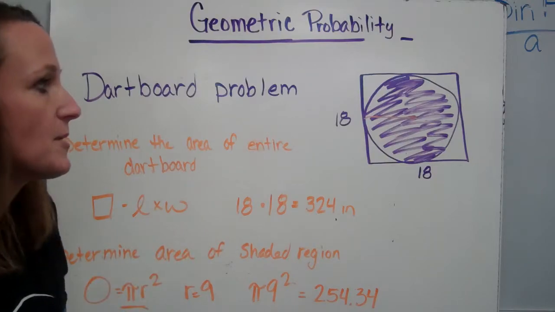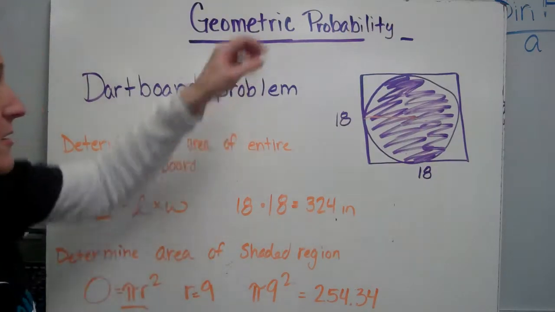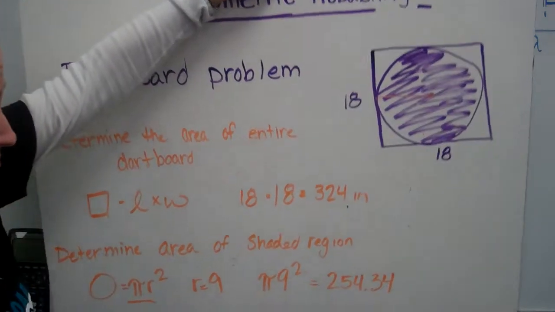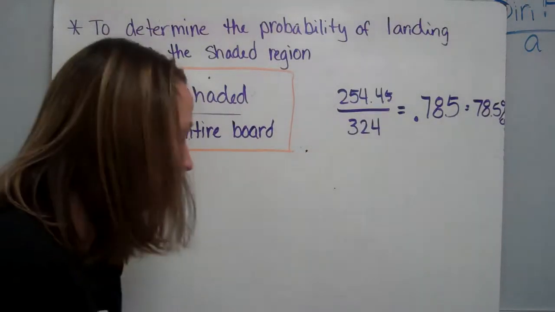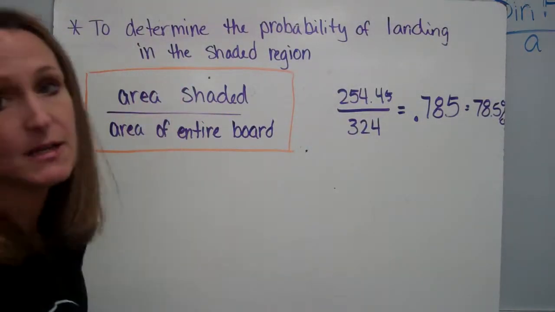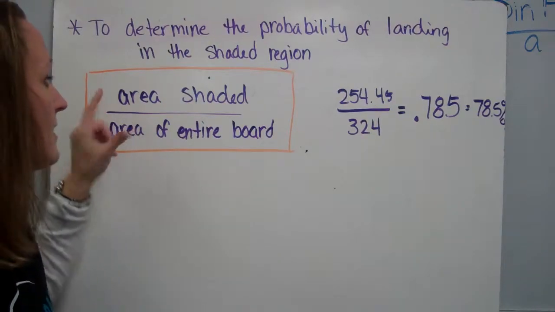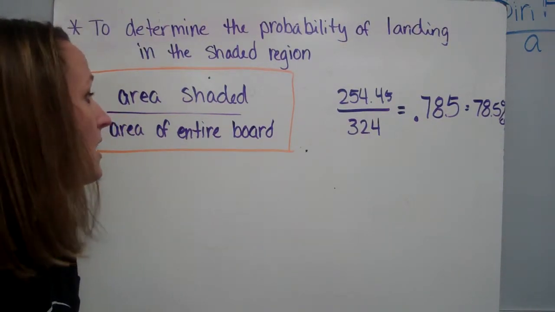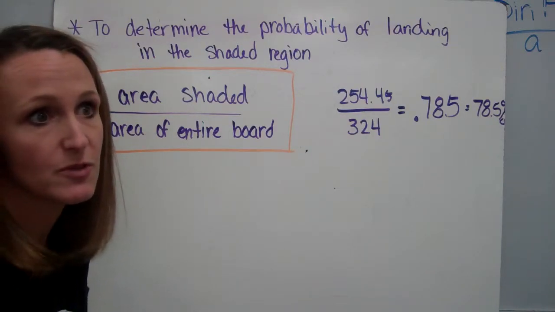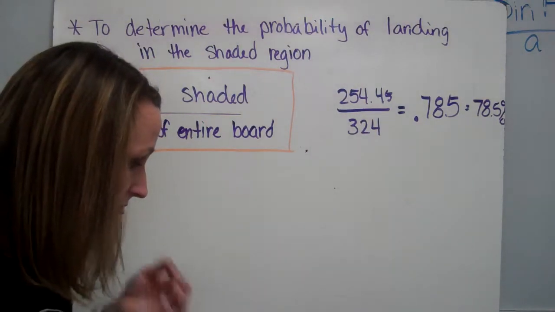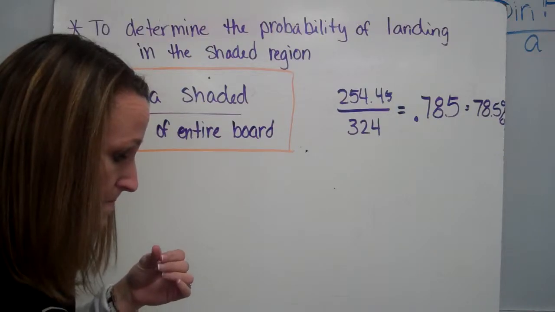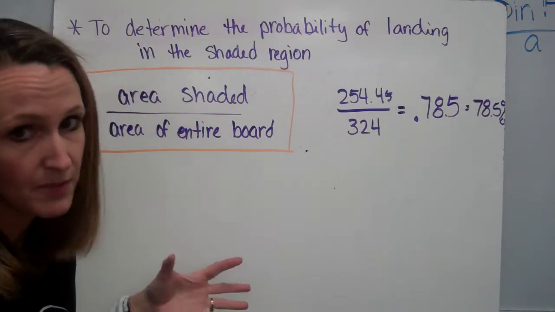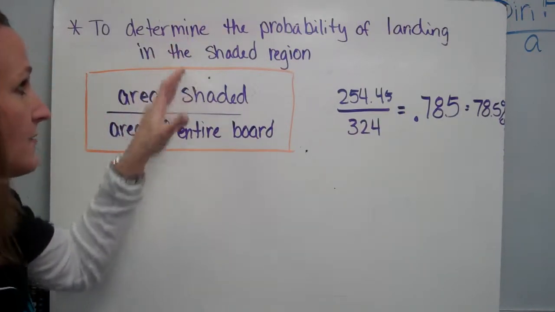So what do we do with this information? I know the area of my shaded, I know the area of my whole dartboard. So now, to find the probability of landing in the shaded region, we want to do this. The area of the shaded region divided by the area of the entire dartboard. Or, in some cases, it might ask you for the non-shaded region.